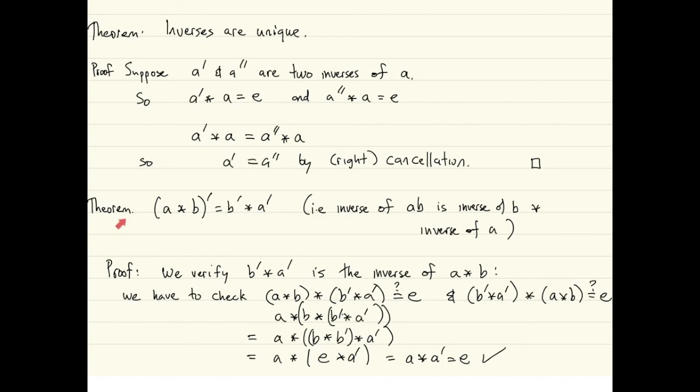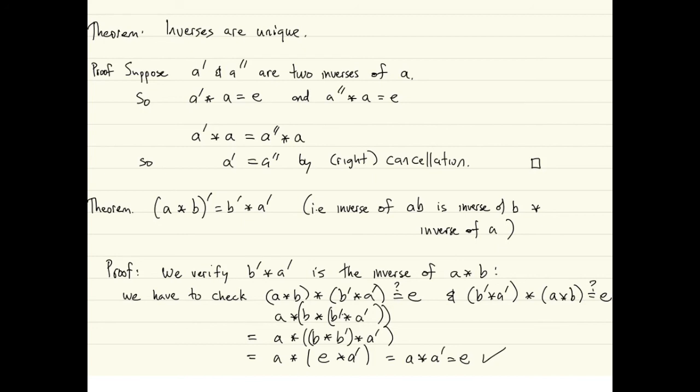Okay, now another theorem is that the inverse of a times b is not the inverse of a times the inverse of b, but rather you have to flip the order. It's b inverse times a inverse. So in words, the inverse of ab is the inverse of b times the inverse of a. This is going to reflect an important property about groups, that they do not have to be commutative. They can be commutative and often are, but they don't have to be. By commutative, I mean a times b is equal to b times a. Again, that does not have to hold.